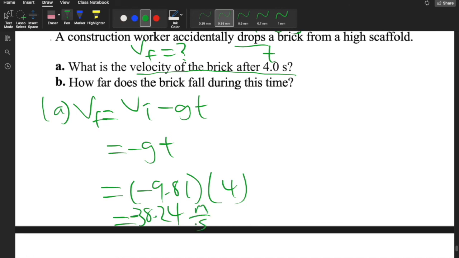So it is equal to negative 38.24 meters per second. Actually, it is 39.24. I mean, negative 39.24. Oops. This will be your answer.